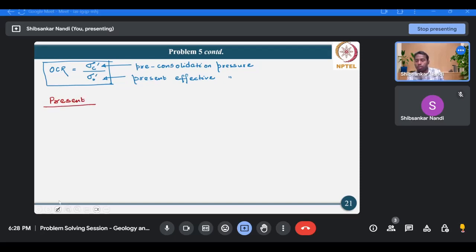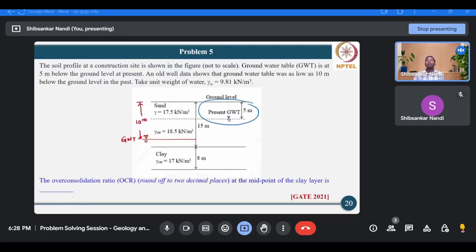So for this, as you can see, there is no need to calculate the unit weights because the unit weights are directly given in this problem. So for sand, above the groundwater table, the unit weight is given as 17.5 kilonewton per meter cube. Then below the groundwater table, the saturated unit weight of sand is given as 18.5 kilonewton per meter cube.